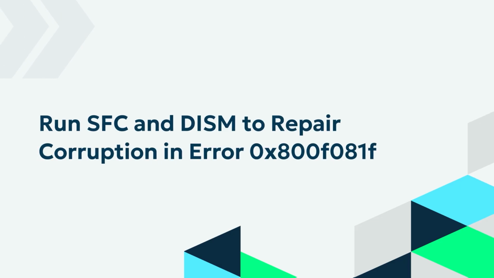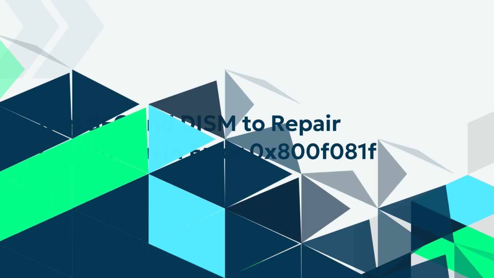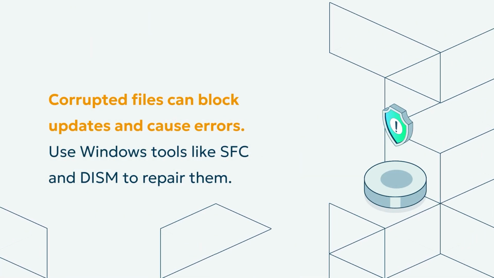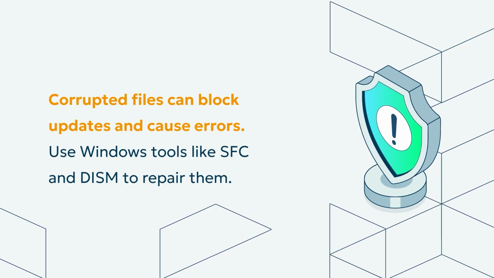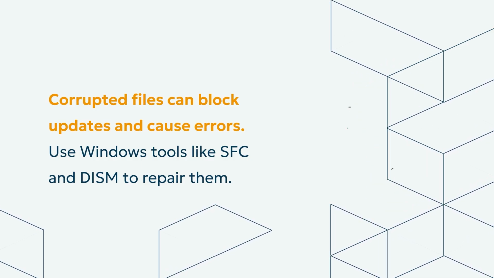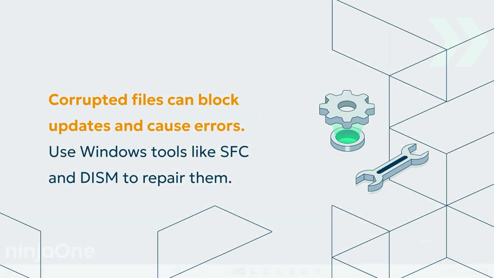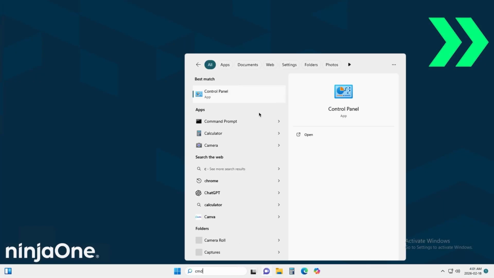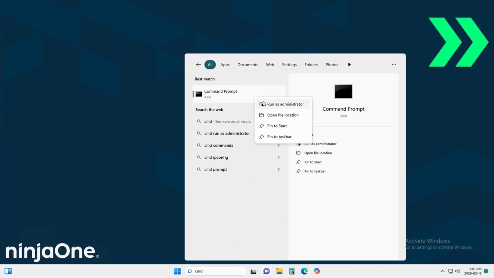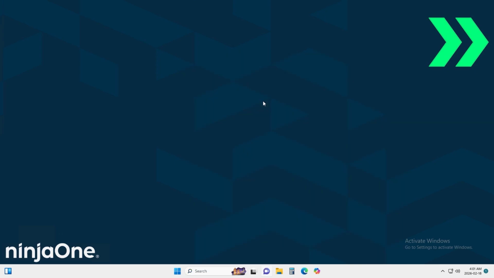Method 4. Run SFC and DISM to repair corruption in error 0x800F081F. Corrupted files can block updates and cause errors. Use Windows tools like SFC and DISM to repair them. Press Win+S, type CMD, right-click Command Prompt, run as administrator.